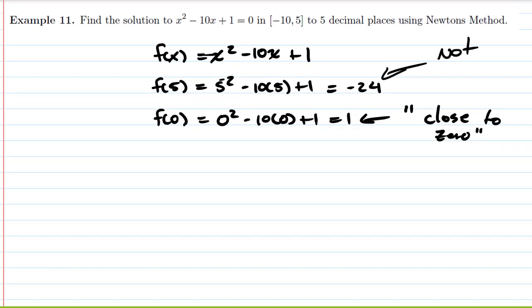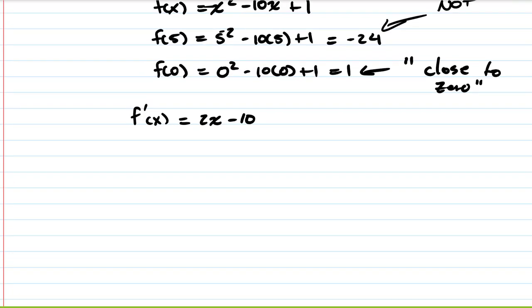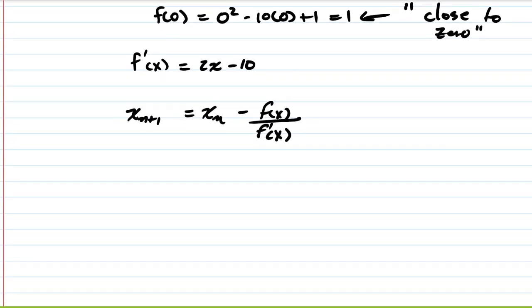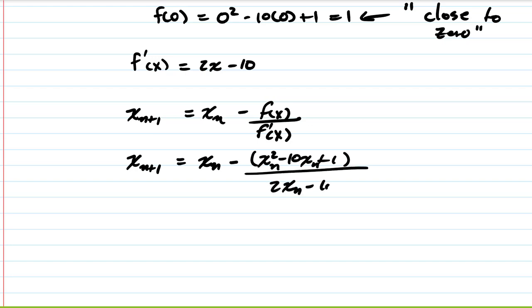So now, to finish doing Newton's method, we need to know f prime. So f prime of x would be 2x take away 10. And then our formula for Newton's method is x sub n plus 1 is equal to x sub n minus f of x over f prime of x. So then if we substitute in, we have xn minus, then in our numerator we have x squared minus 10x plus 1, all divided by 2xn minus 10.